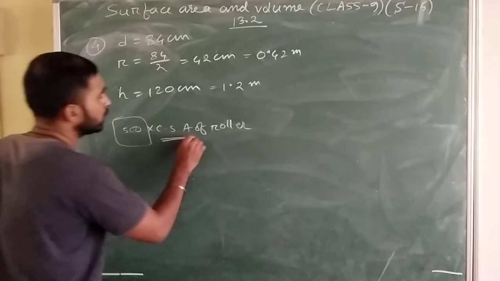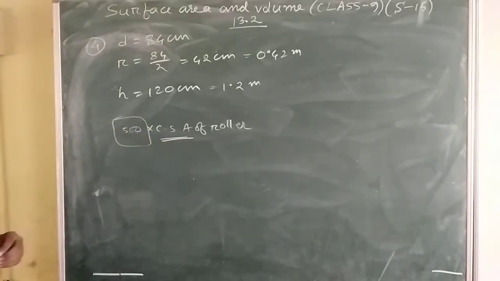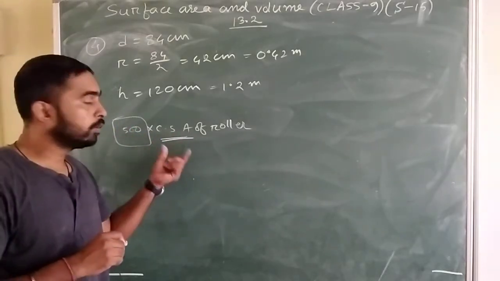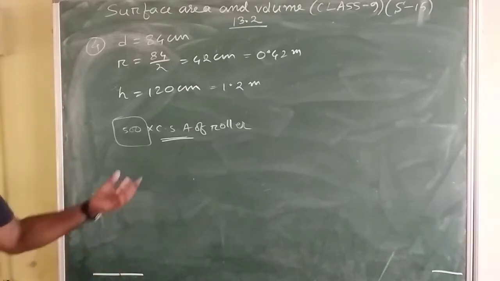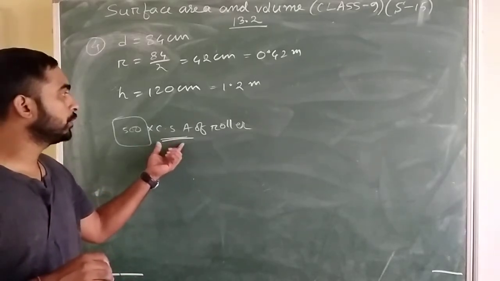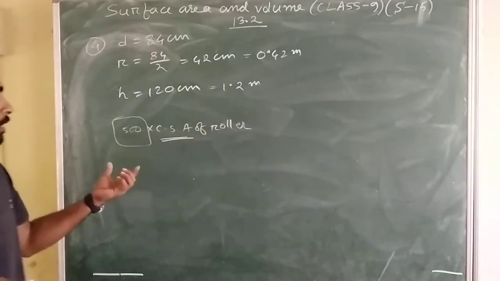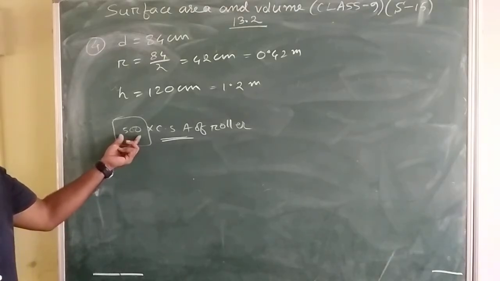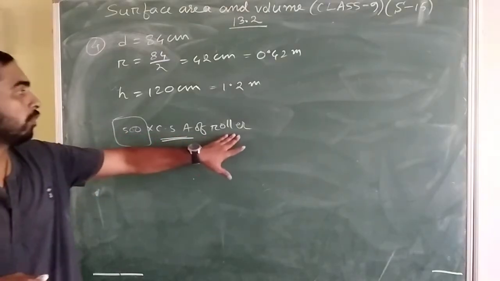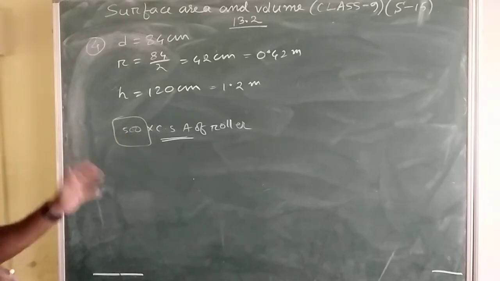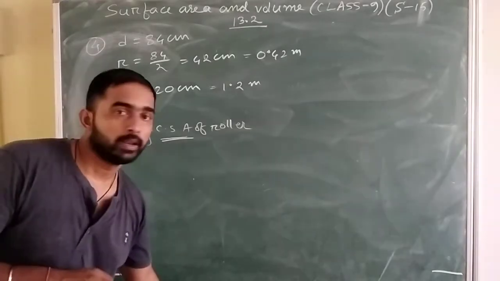Why curved surface? Because while rolling the roller over the field, only the curved portion of the roller touches the ground. That's why we have to find the curved surface area of the roller, and we roll the roller over the field 500 times. That's why we multiply the CSA of the roller by 500 to get the area of the field.